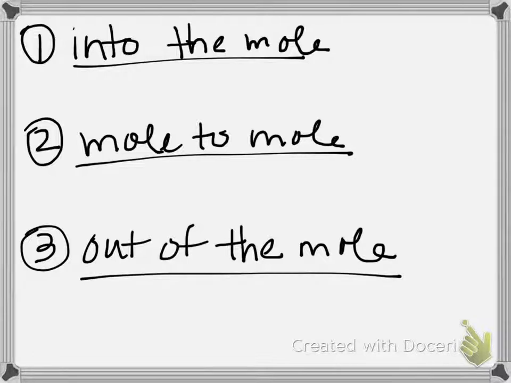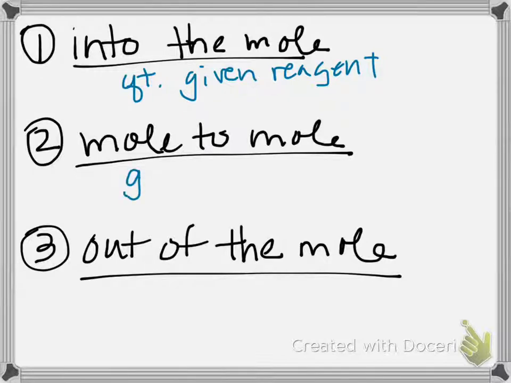What does into the mole mean? If the given reagent is in any quantity besides a mole, you must always convert it into the mole first, using either molar mass or Avogadro's number. So this is the quantity of the given reagent. For instance, if I was given 5 grams of water, I've got to convert grams of water to moles of water before I can do the rest of the problem. So the mole to mole ratio is always converting the given to the unknown.